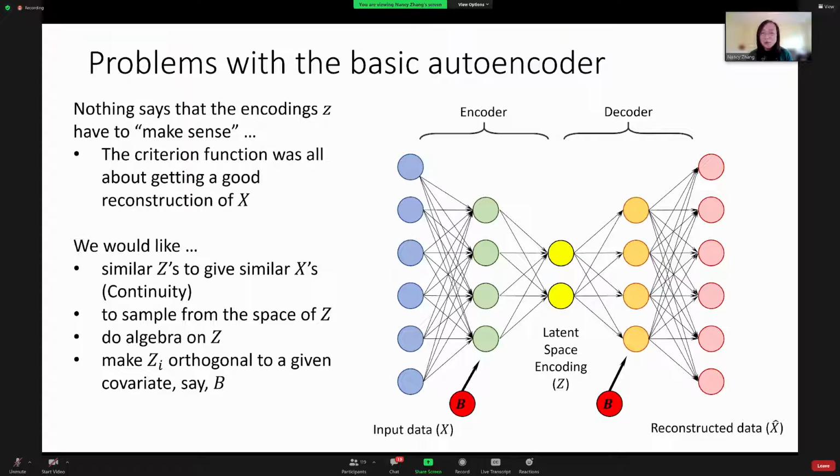Also, in some cases, you may want to say, for example, I want to find an embedding of my data that is orthogonal to some covariate. I want to remove or account for the covariate effect in my embedding. And with the vanilla autoencoder, even if you just add a node B to the internal layer, you have to do more. You have to fiddle with this in order to achieve that goal.